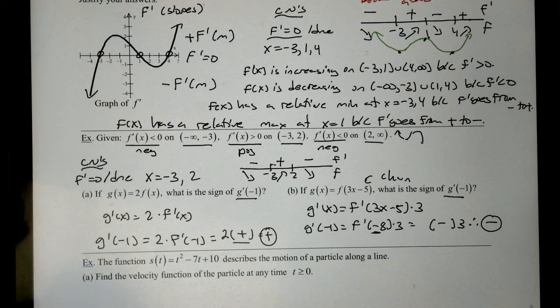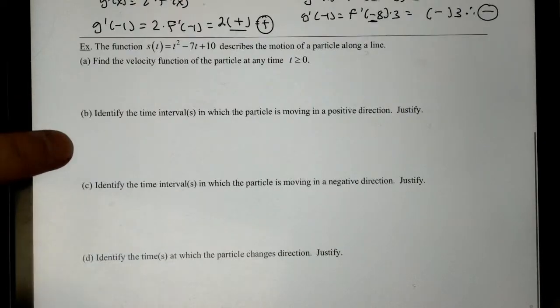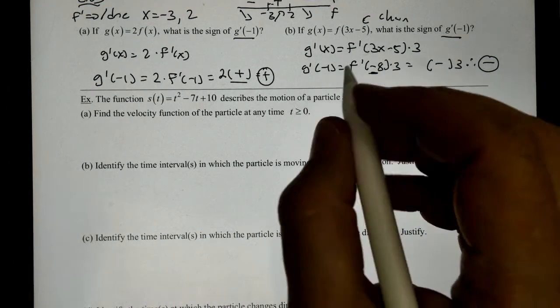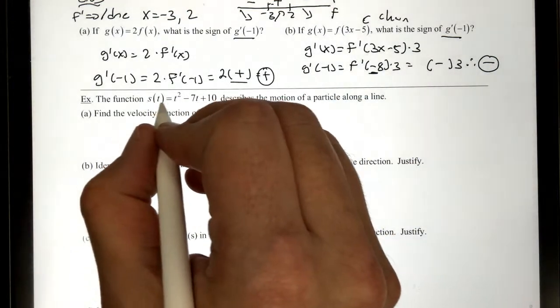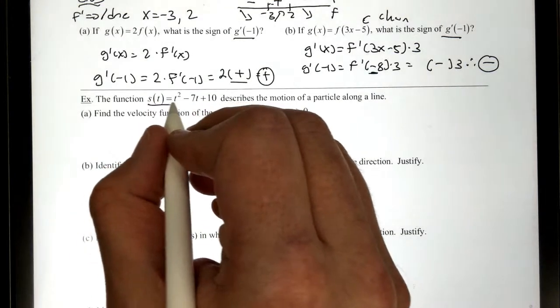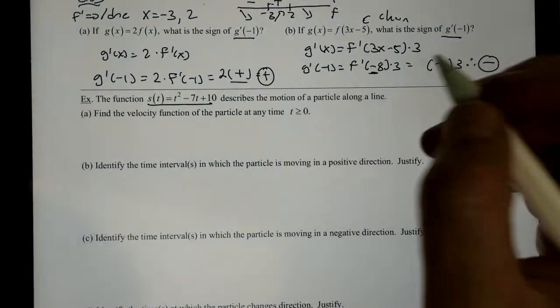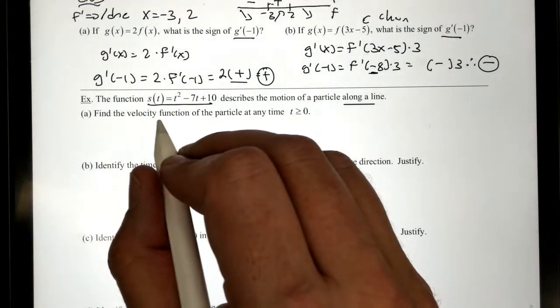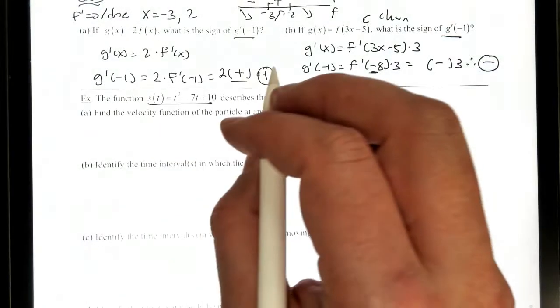All right. So now let's talk about some real fun stuff. Let's say that our function now represents a particle in motion. So this is now some sort of particle that we have, and we are moving along a line. And the first question says, find the velocity of the function. That's not too hard to do.